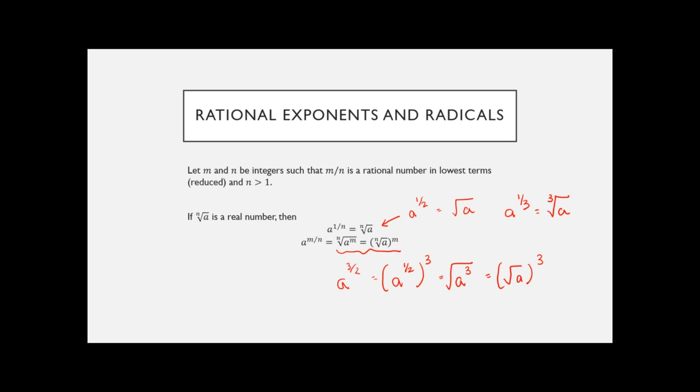The bottom is telling you what root it is. If it's a square root, the denominator would be 2, cube root, the denominator would be 3, 4th root, denominator would be 4. So that bottom number is telling you what the root is. n here is the root, and the top number is telling you what the exponent is going to be. Then you can choose which way to write it based on what makes sense to you.